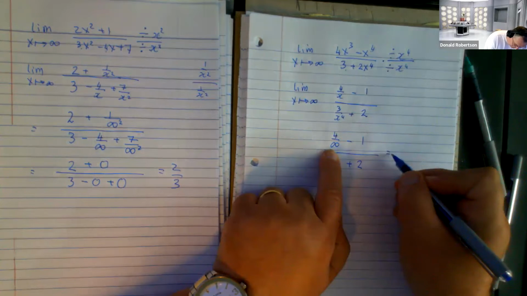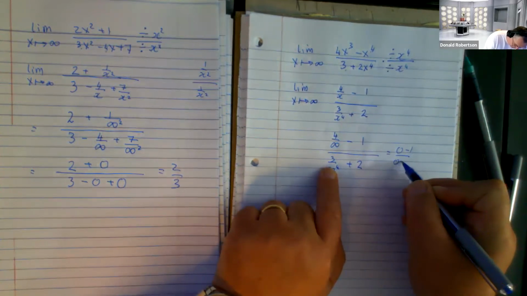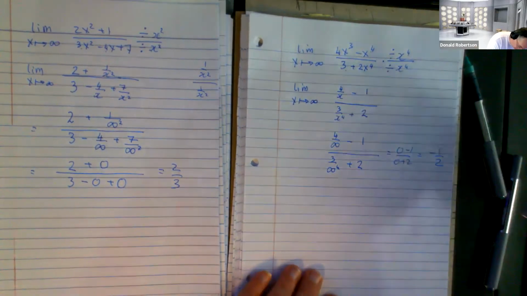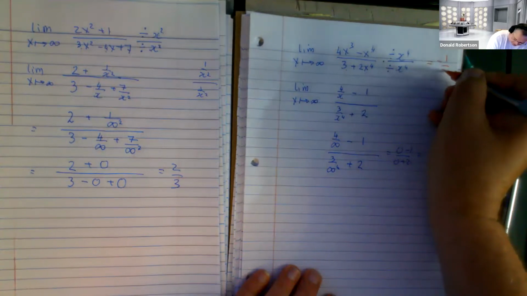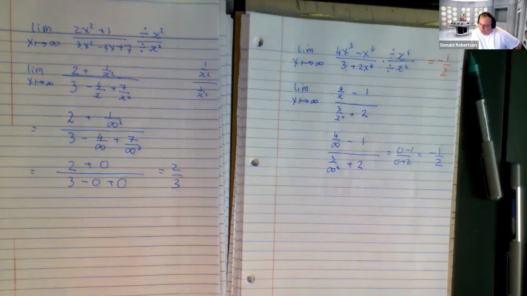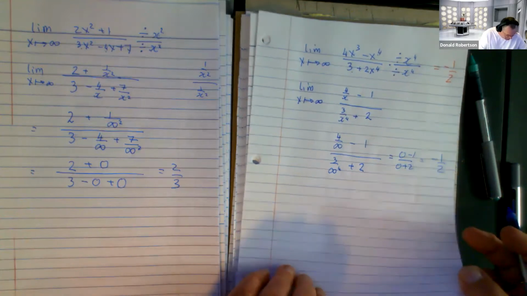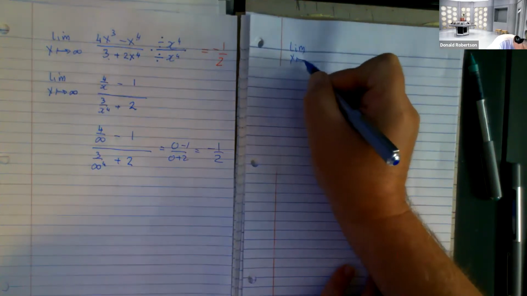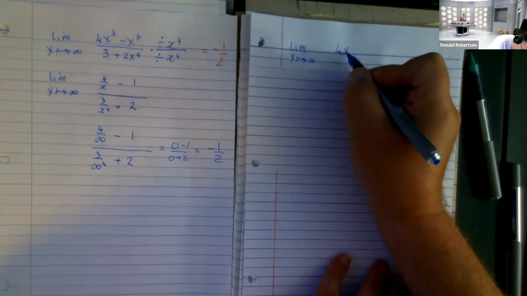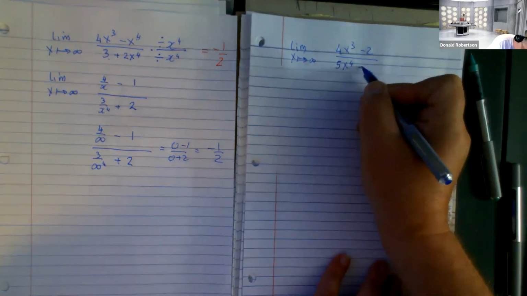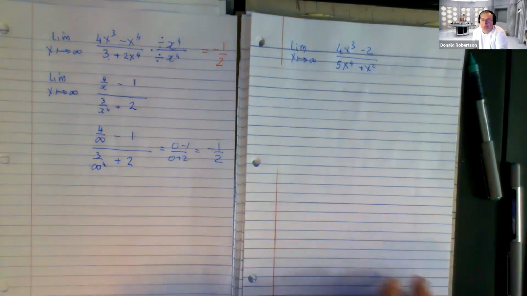Would you agree that guy there is 0? This guy there is 0. The answer is -1/2. So we now know that the limit of this guy is exactly -1/2. Pretty cool. So let's make life a little bit trickier. Let's do that one.